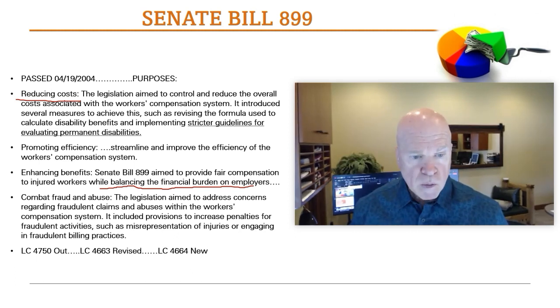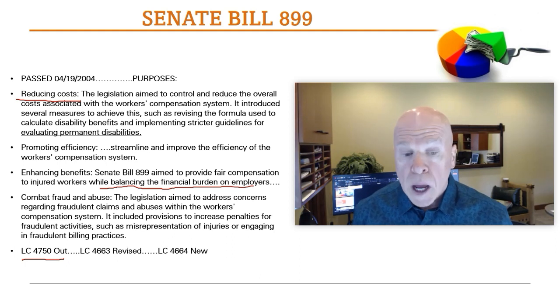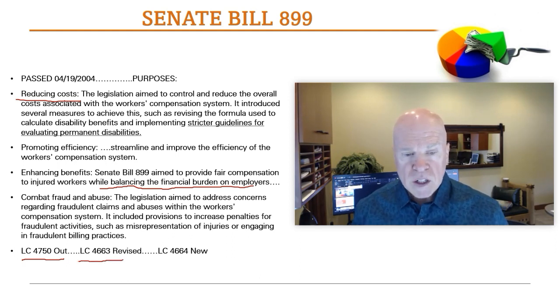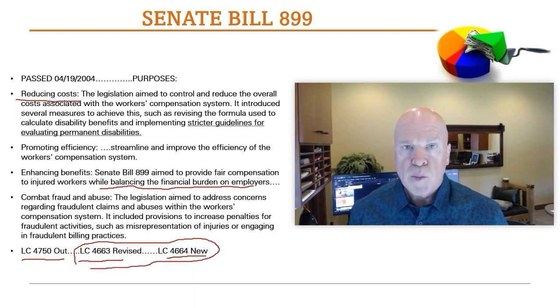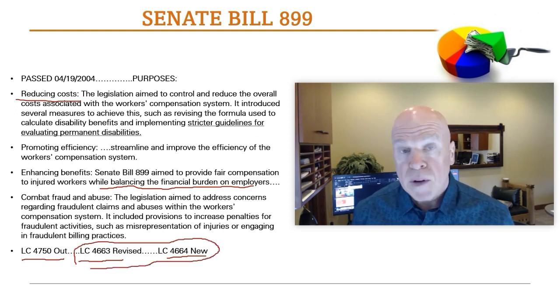So as part of the reform, Labor Code Section 4060 was repealed or deleted. This was our major apportionment regulation at the time. Labor Code 4663 was revised, and then 4664 was a brand new labor code introduced, and these are now the labor codes that govern the process of apportionment here in the state of California.